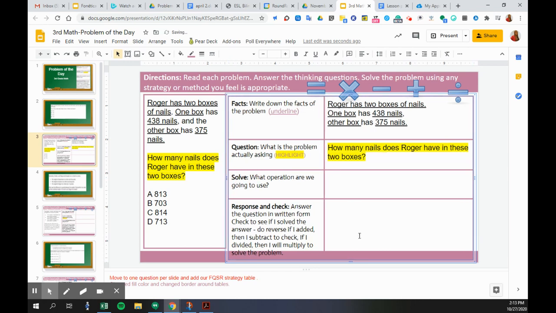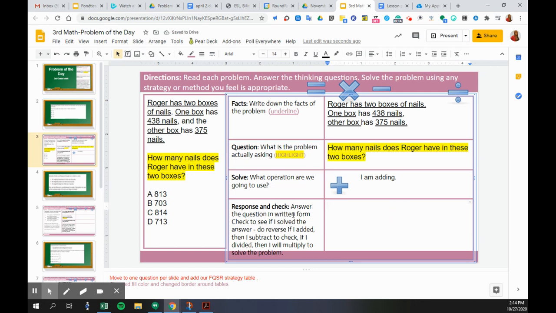What operations are you going to use? Thinking about that, they're talking about their 2 boxes of nails, and the question's asking me for the 2 boxes together. I know that the answer to my question is going to be bigger, right? So I'm either going to add or multiply. And in this case, since I'm putting the 2 boxes together, I'm going to select and choose to add. So I am adding 438 plus 375. So the operation will be addition.